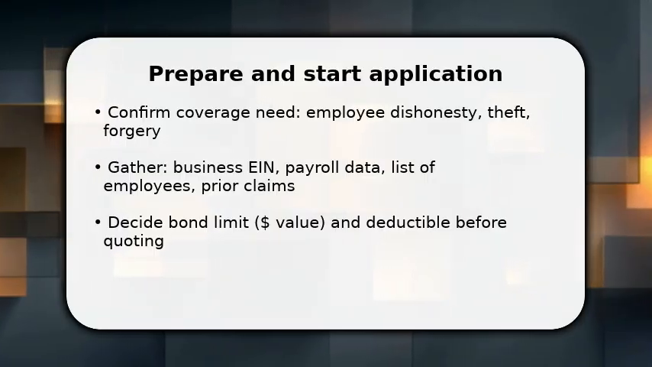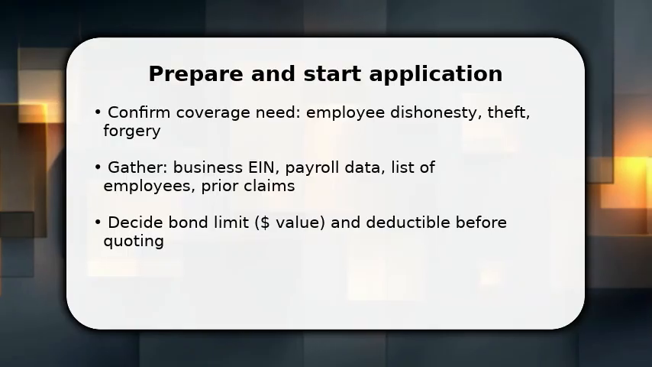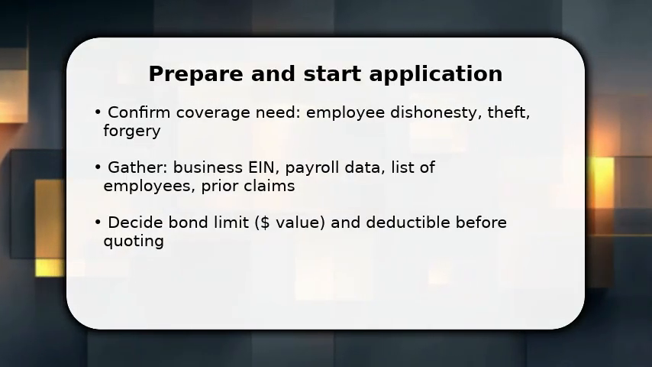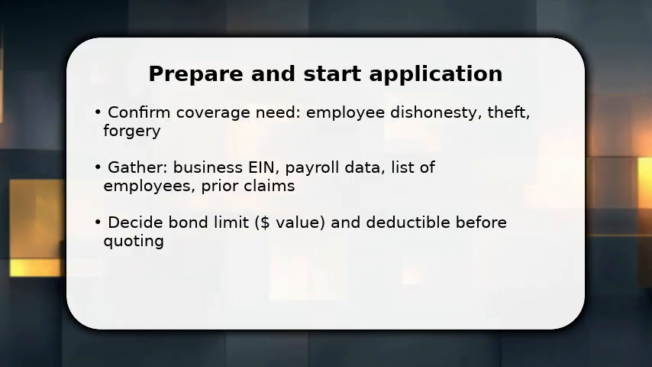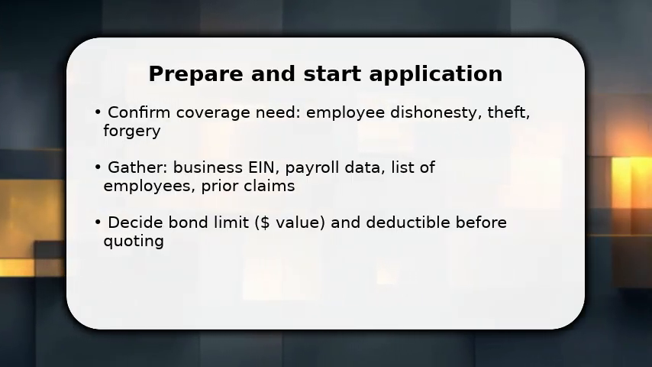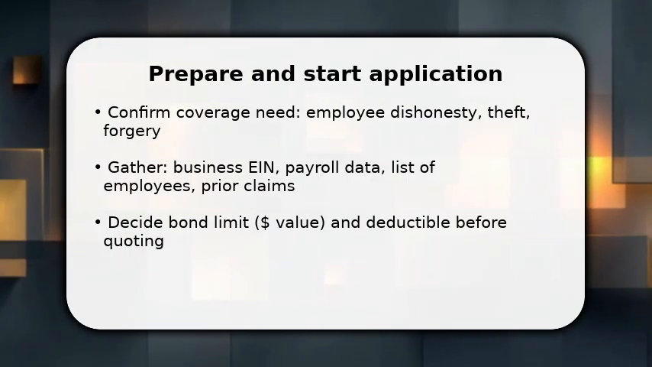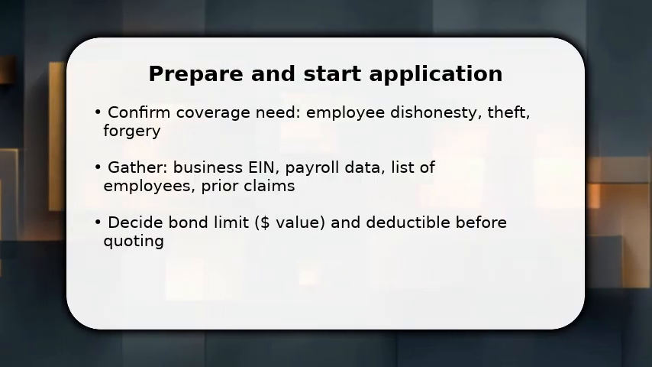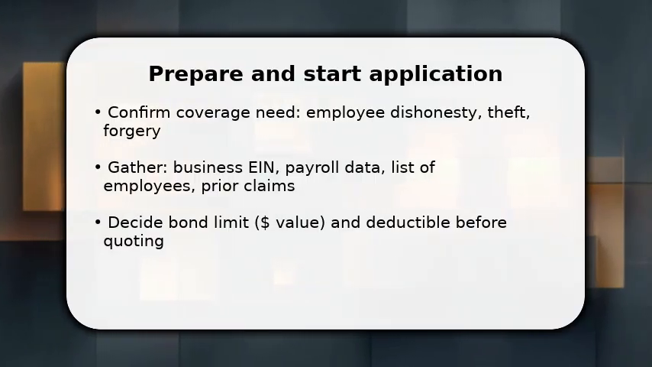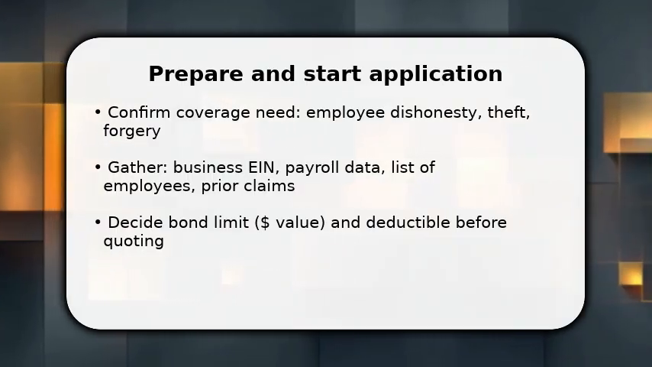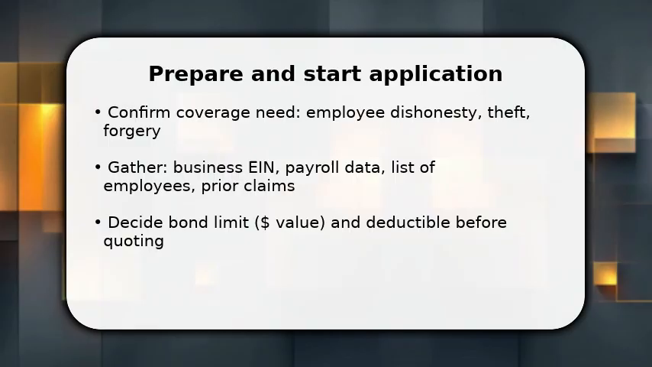You begin by defining why you need a Fidelity bond and what it must cover. This sets limits. Once you have your EIN, recent payroll totals, and a roster of employees, open the insurer's online portal and choose the Fidelity or Employee Dishonesty product. Make sure to select a realistic bond limit in dollars and enter any prior claims history, since the insurer prices based on exposure. Then proceed to the electronic quote flow.